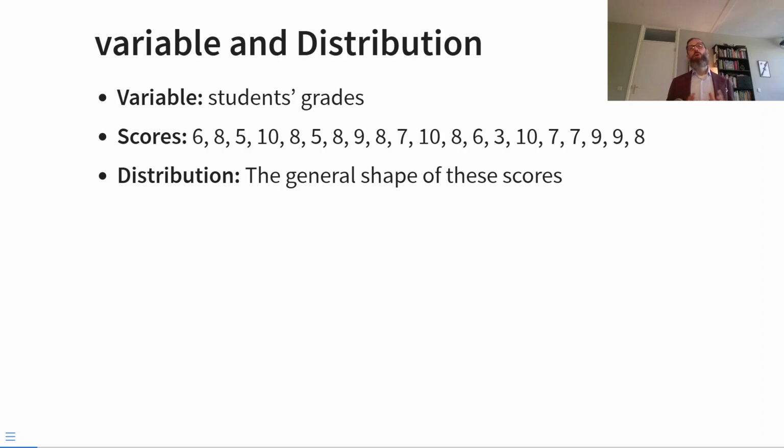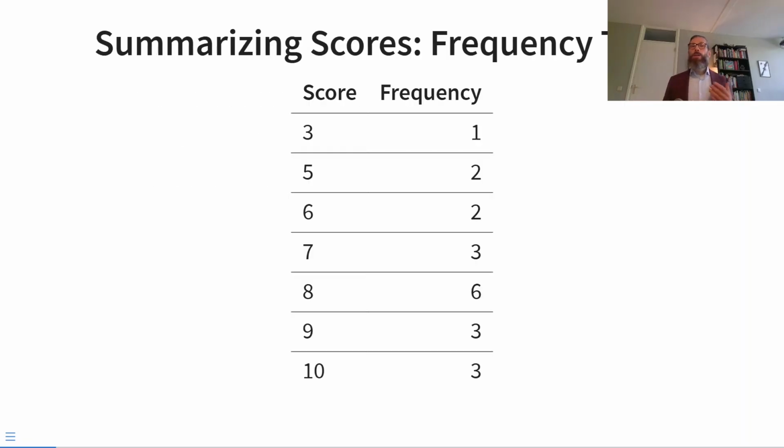Now I want to introduce the concept of a distribution. The distribution is the general shape of these scores. So I can keep listing all of the scores of the participants in my sample, but wouldn't it be more convenient if I could just tell you what they look like in general? That's a distribution. So one way to summarize the distribution of student scores is by computing a frequency table.